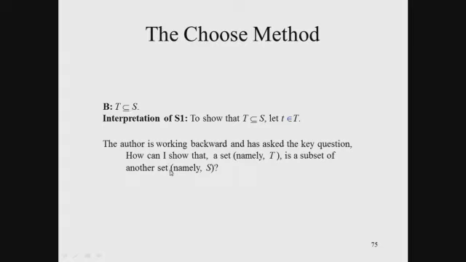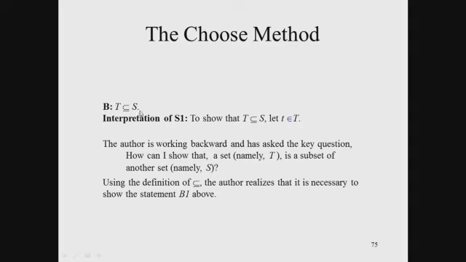I told you this is very common, right? How can I show that a set, namely T, is a subset of another set, namely S? I must show, by definition, that for every element x in T, x is in S. If you were doing this proof, what would you do next and why? Use the choose method? Yes. Why use the choose method? What did you recognize? A for all in the backward process.